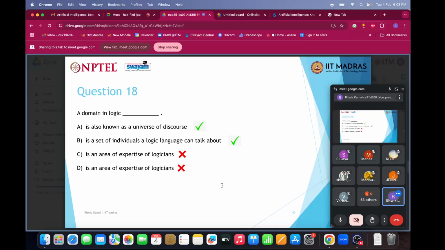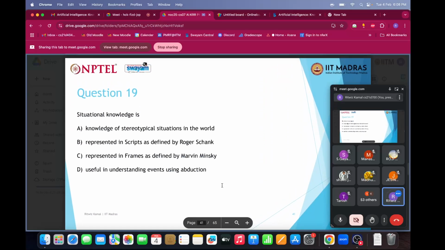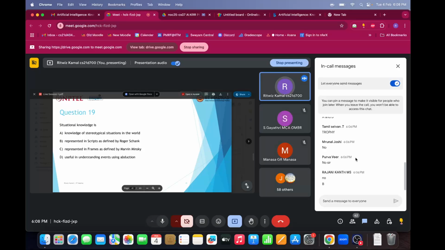Okay, so let's move on to question 19 then. So here we are asked about situational knowledge. Which of these options do you think would be relevant to situational knowledge over here? So emphasize on the word situational. This refers to something relevant to a specific situation. Again, this is also a recall based question. If you have seen the lecture videos or the slides, you would recall it.